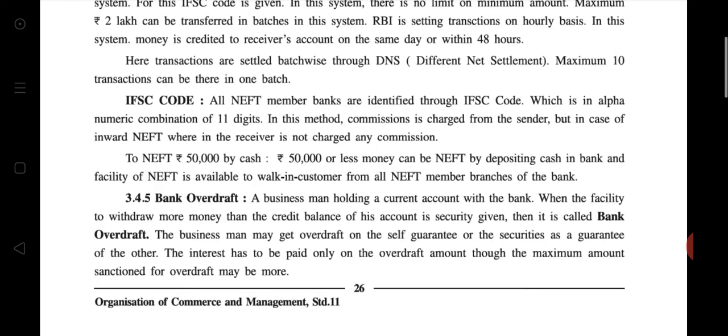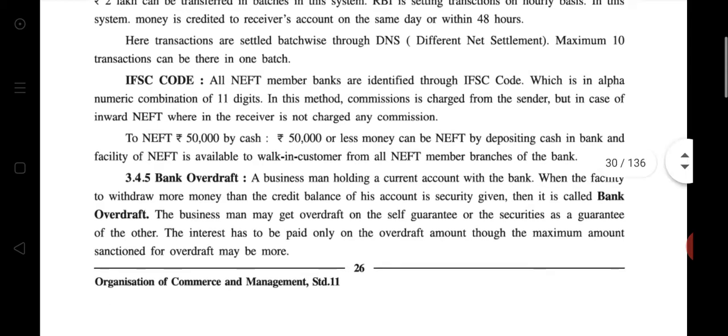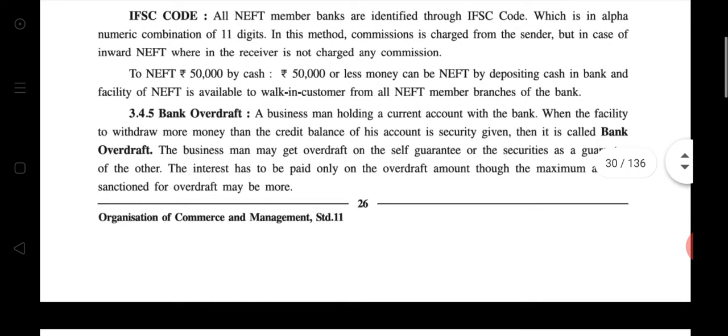NEFT of rupees 50,000 by cash. So 50,000 or less money can be sent by NEFT by depositing cash in the bank, and the facility of NEFT is available to a walk-in customer from all NEFT member branches of the bank.